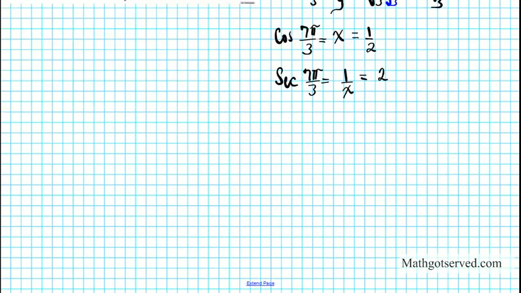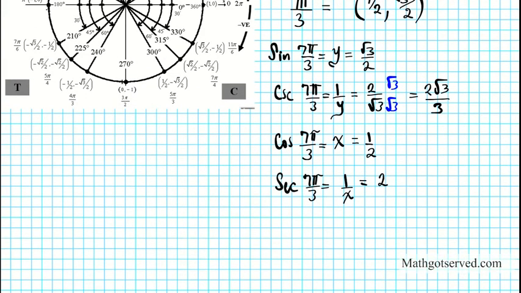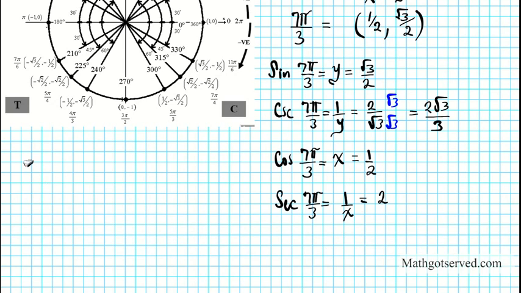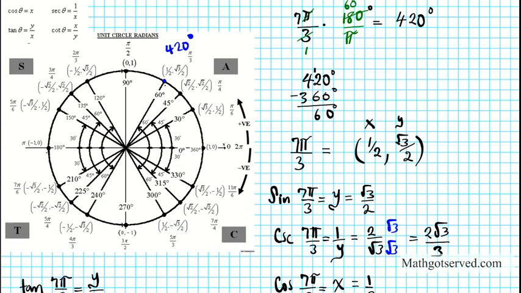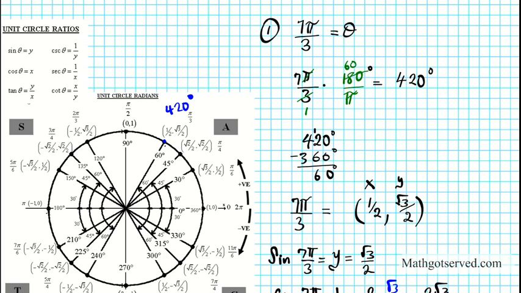Alright, 4 down, 2 to go. Now we need to find, let's look for the tangent. Tan of 7 pi over 3. We know tan is y over x. Consult your unit circle ratios. You can clearly see that tan is y over x.